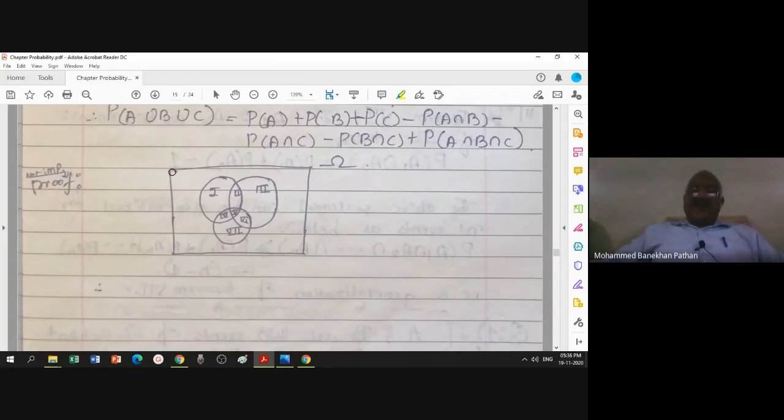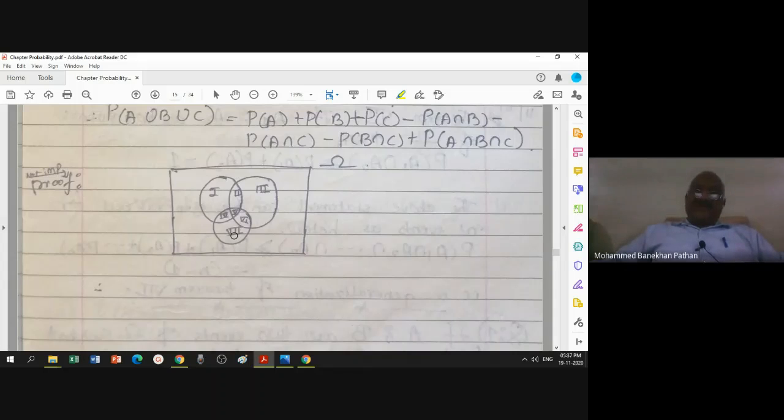Under this omega, I have 3 different events. I call this A, I call this B, and I call this C. Now I divide this total Venn diagram into different disjoint parts: 1, 2, 3, 4, 5, 6, and 7. So if I want the probability of A union B union C, it will be the addition of probabilities of these 7 disjoint events.